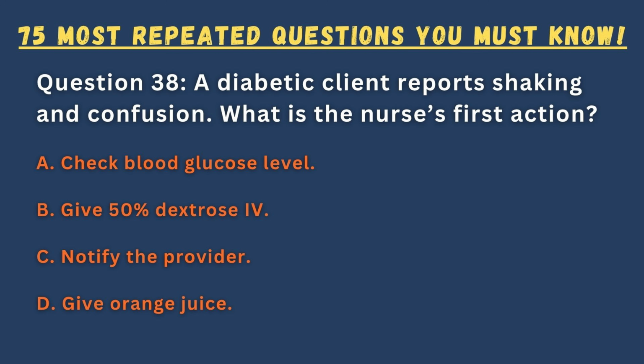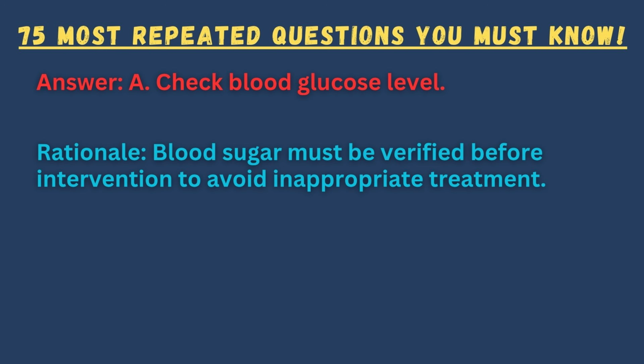Question 38. A diabetic client reports shaking and confusion. What is the nurse's first action? A. Check blood glucose level. B. Give 50% dextrose, IV. C. Notify the provider. D. Give orange juice. Answer. A. Check blood glucose level. Rationale. Blood sugar must be verified before intervention to avoid inappropriate treatment.